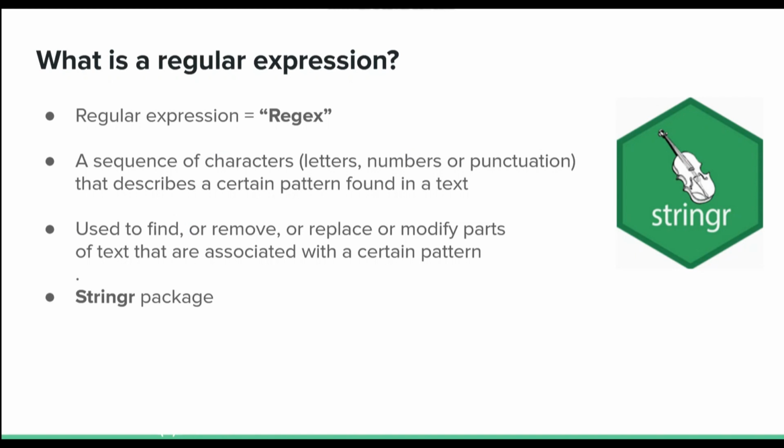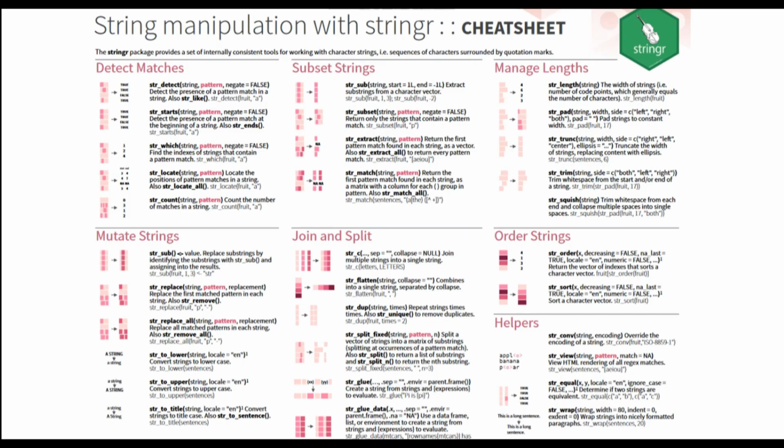The most convenient way of working with regular expressions in R is using a package called Stringr. Here is a list of these Stringr functions, which you can download as a cheat sheet from the Stringr GitHub, which I'll link below. You'll notice that all of the functions within the Stringr package look very similar. They all start with the letters str, followed by an underscore, and end in an intuitive name that describes their function.